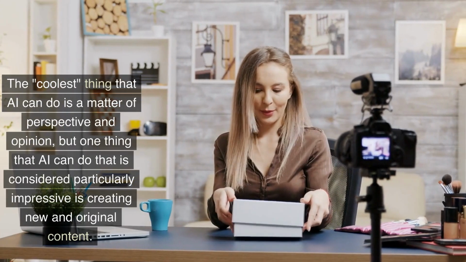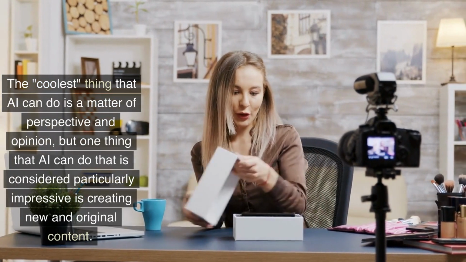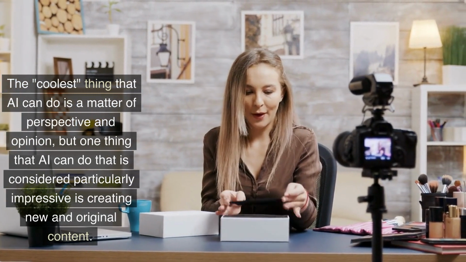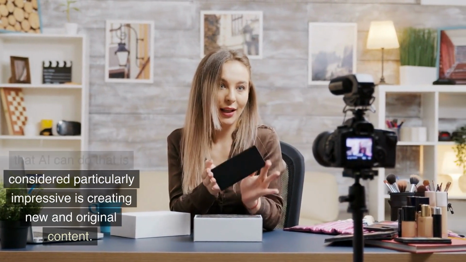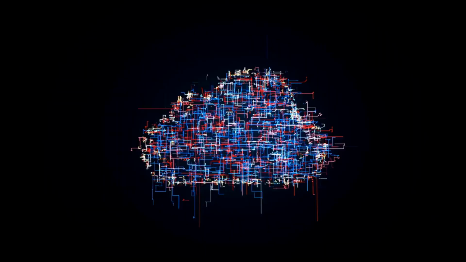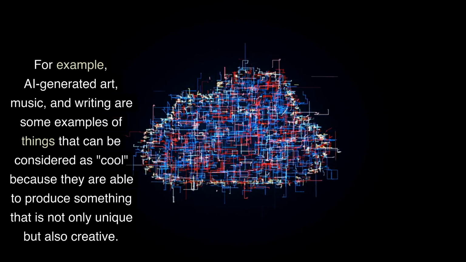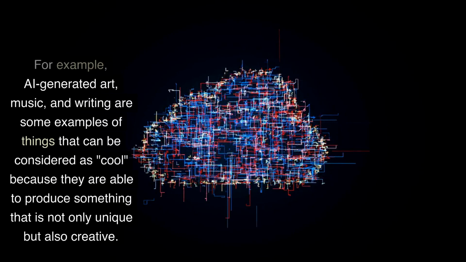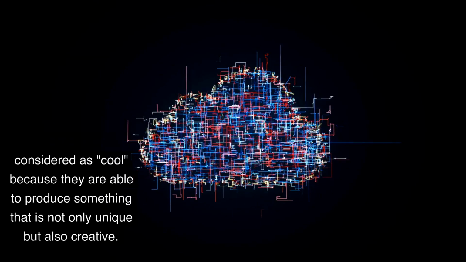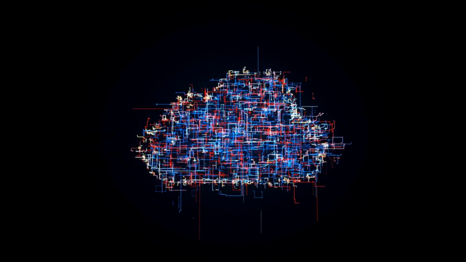The coolest thing that AI can do is a matter of perspective and opinion, but one thing that AI can do that is considered particularly impressive is creating new and original content. For example, AI-generated art, music, and writing are some examples of things that can be considered as cool because they are able to produce something that is not only unique, but also creative.